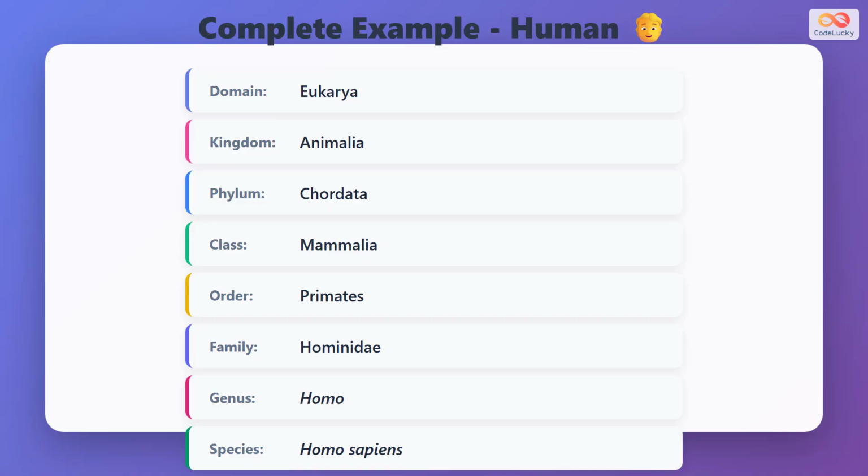This complete classification tells the story of our evolutionary history and our relationships to other living things. Every organism on Earth can be classified this way, giving us a universal language to understand biodiversity.